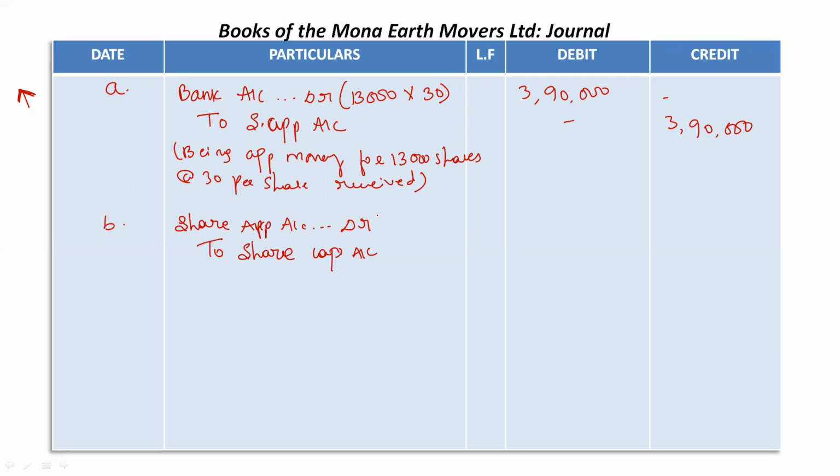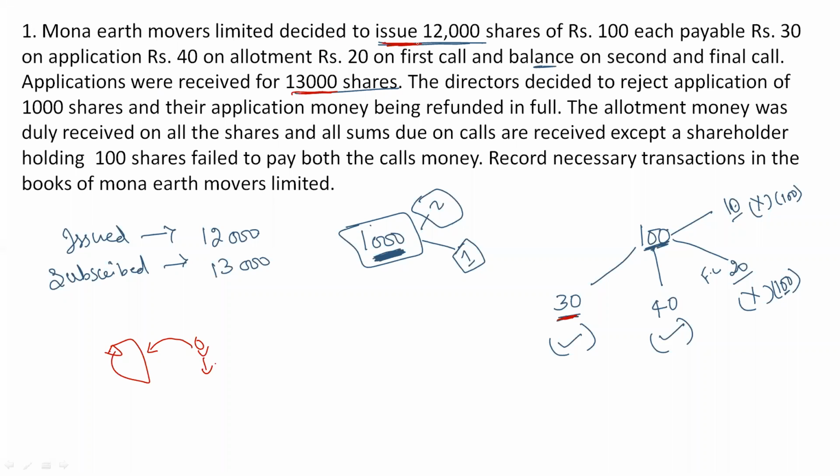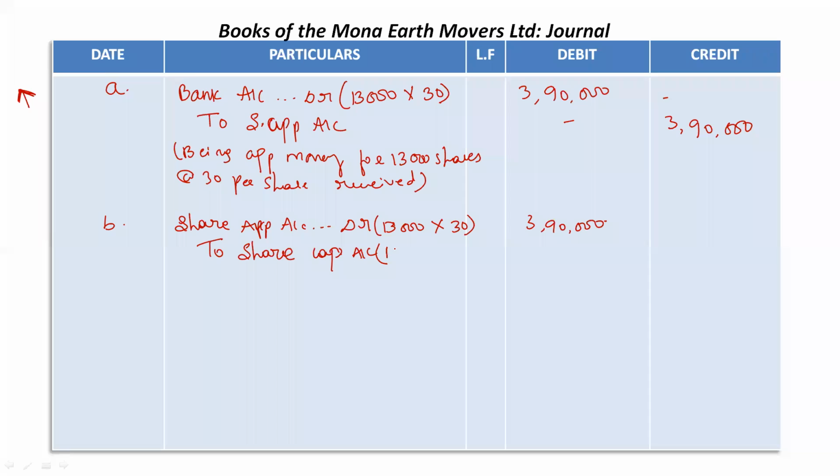Okay, so now see here. Total share application money I received for 13,000 shares at rupees 30 per share, correct? So 3,90,000 rupees I received during application. Now out of this, how much amount should I transfer to the share capital account? I should only transfer the amount which the company wanted to issue. It means the company wanted to issue 12,000 shares. So for only 12,000 shares, 30 rupees will be transferred to the share capital account, which will be 3,60,000 rupees. And the 1,000 extra shares, the company is rejecting them and refunding the amount.